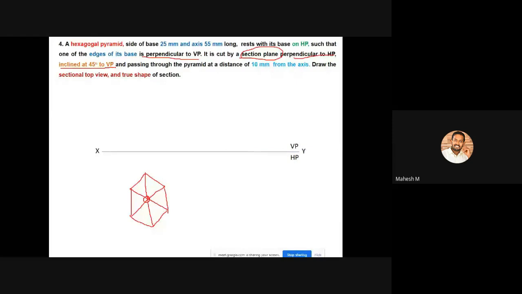Okay, so for section plane, where will it come, either in front view or else in top view?